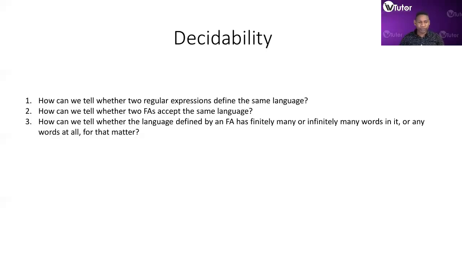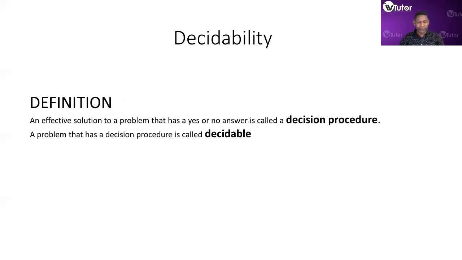Let's look at decidability. We said a problem is decidable if it has a decision procedure. A decision procedure is an effective solution to a problem that gives a yes or no answer, a binary answer, a Boolean answer. Why Boolean? Because our computers operate on a 0 and 1 basis, which is equivalent to true or false, yes or no. As long as you've got a solution that leads to a Boolean response, we call that a decision procedure.